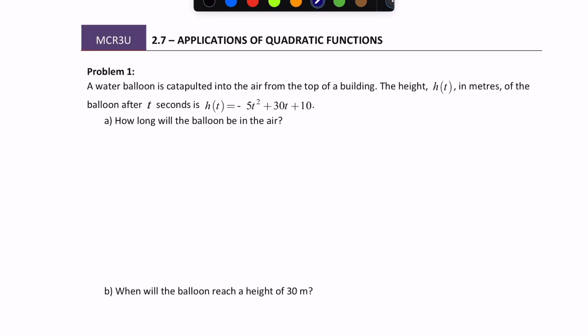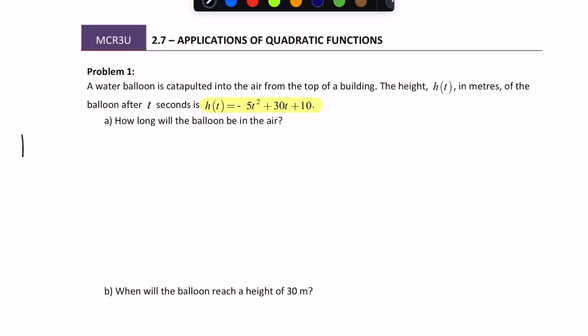So here in the first problem, it says a water balloon is catapulted into the air from atop of the building. The height h of t in meters of the balloon after t seconds is equal to this equation. h of t is equal to negative 5t squared plus 30t plus 10.